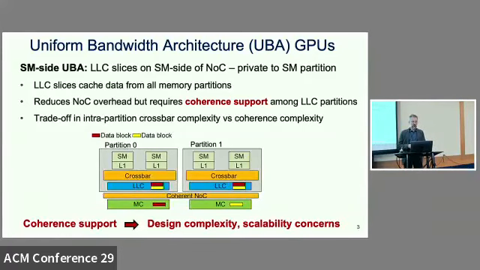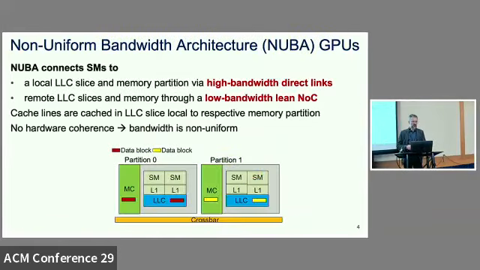Coherence support, as we all know, is fairly complex, and it raises scalability concerns. So what we propose in this work is a non-uniform bandwidth architecture, NUBA, in which the SMs are connected to a local LLC slice and a memory partition using high bandwidth direct links. And then there's also a possibility to access remote LLC slices and memory through a low bandwidth lean NOC. The cache lines are cached in their local LLC slice that is local to the respective memory partition. And a key attribute is that there's no hardware coherence here.